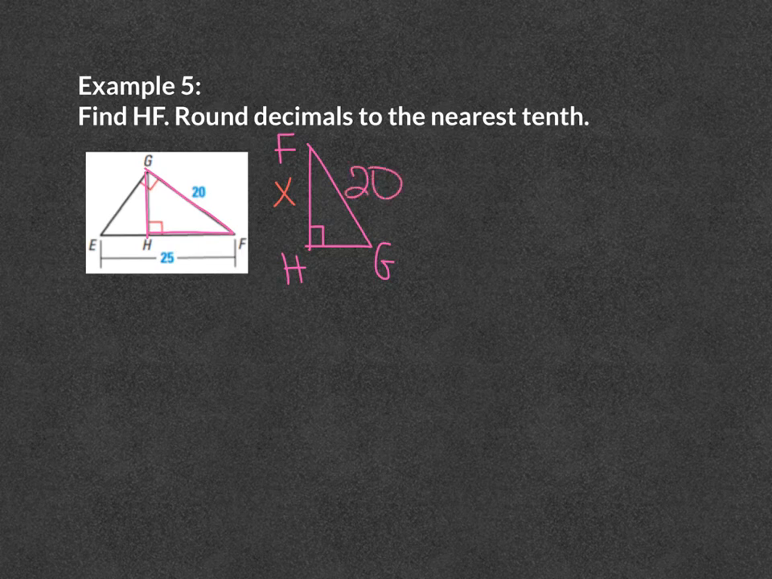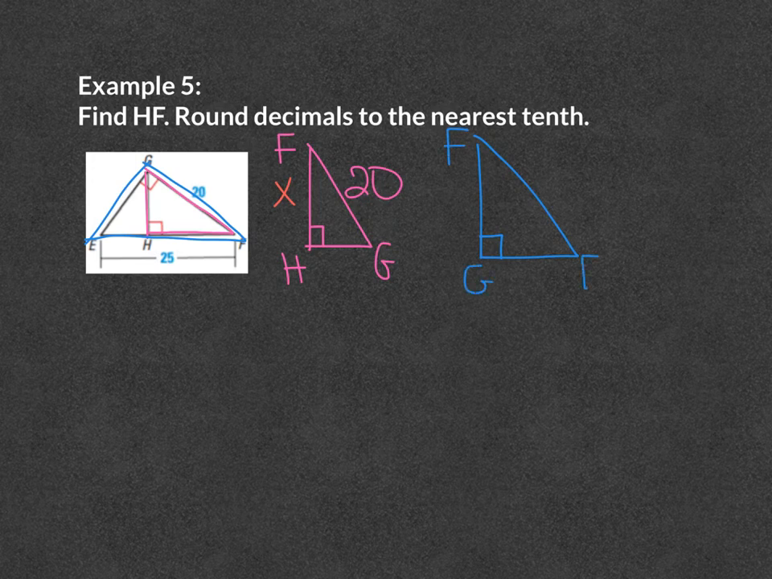Now the next triangle is the larger triangle in blue. I'm going to go ahead and turn it. I'm going to label it F, G, E. My height is 20. My hypotenuse is 25. Now I'm going to set it up as a proportion, which is going to be my height over my hypotenuse.